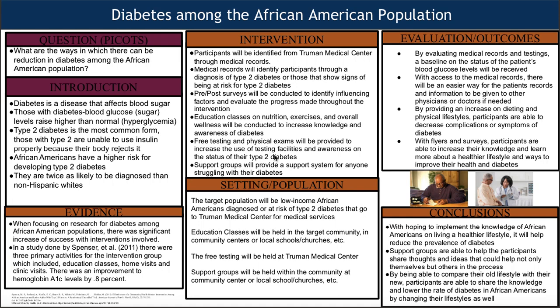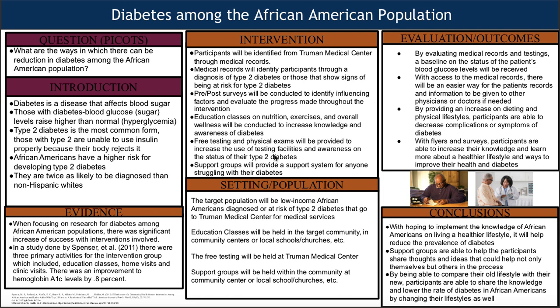For our intervention, we are doing it on diabetes among the African American population. And so for the question, it's what are the ways in which there can be reduction in diabetes among African American population? For the introduction, diabetes is a disease that affects blood sugar.